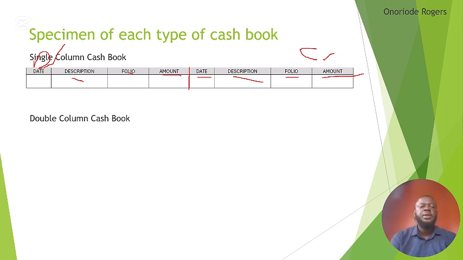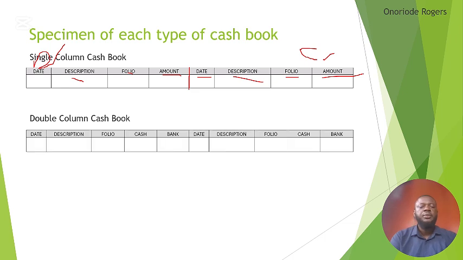The next one is the double column cash book. You have the same information, but only one thing changes. We have the date, description, folio, cash, and bank. This is what defines the double column: a cash column and a bank column. Every other thing is the same, but we include another column so as to represent both cash and bank. The same thing applies on the credit side: date, description, folio, cash, and bank.